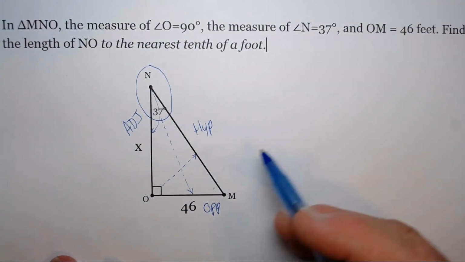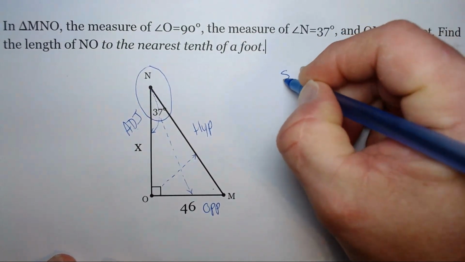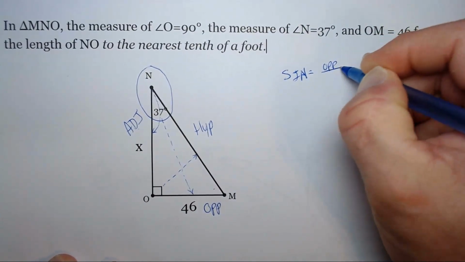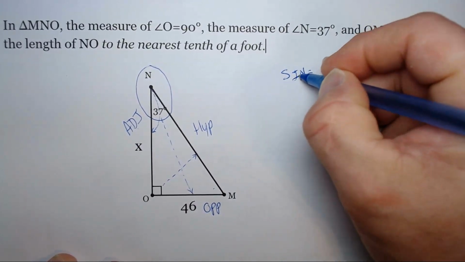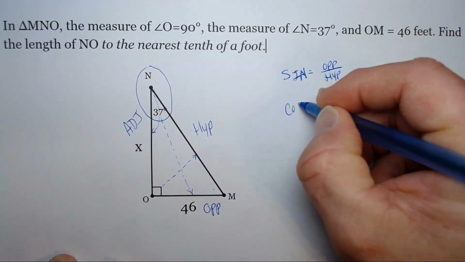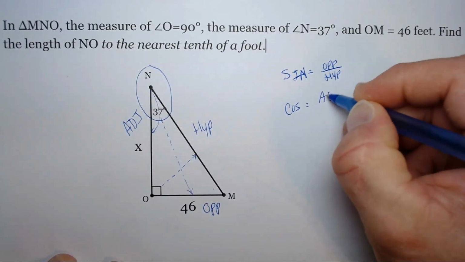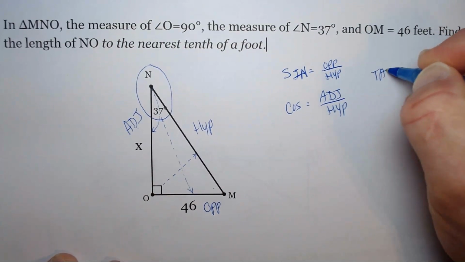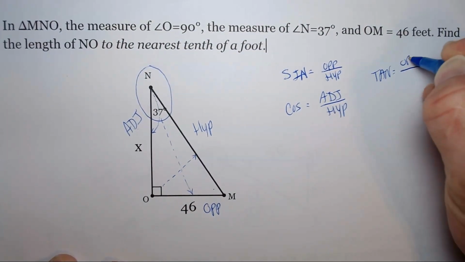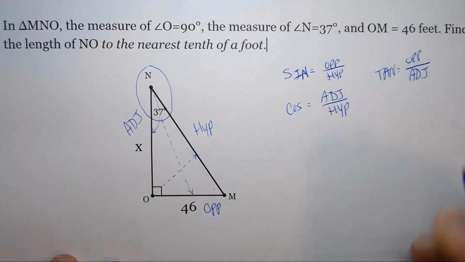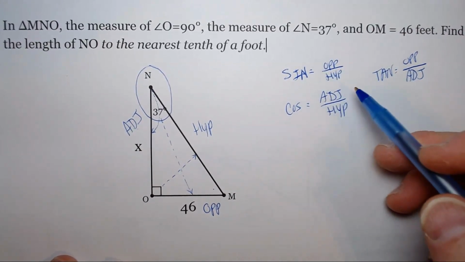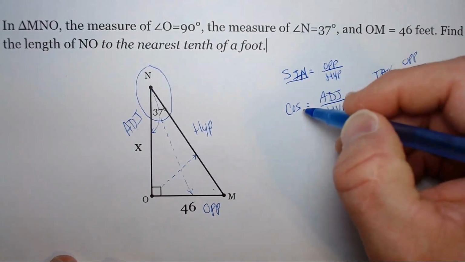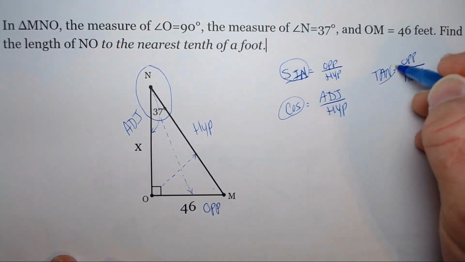Now I have to figure out which trig ratio to use. Remember, sine is opposite over hypotenuse. Sorry for the poor handwriting. Cosine is adjacent over hypotenuse. And tangent is opposite over adjacent. So no need for you to write these on your paper. I just wrote them here so that we can know which one to choose from, right? We've got sine, cosine, and tangent.